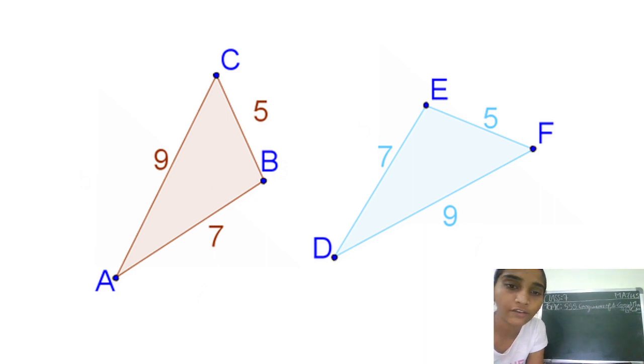Very good, students. So if you are saying that these are congruent, you are very correct. So students, AC is corresponding to which side of the other triangle, DEF? Yes, DF is also 9, AC is also 9. So we can say that AC is equal to DF, which is equal to 9. And what about AB? Yes, AB is equal to DE, which is equal to 7.